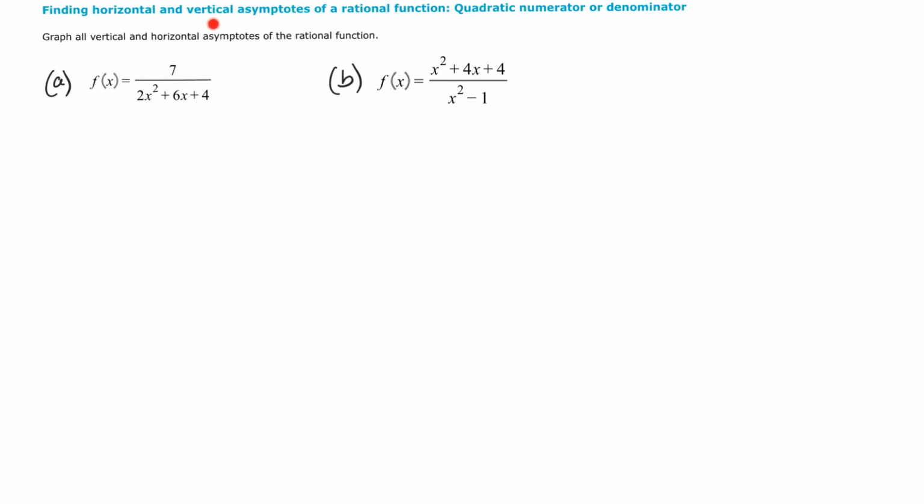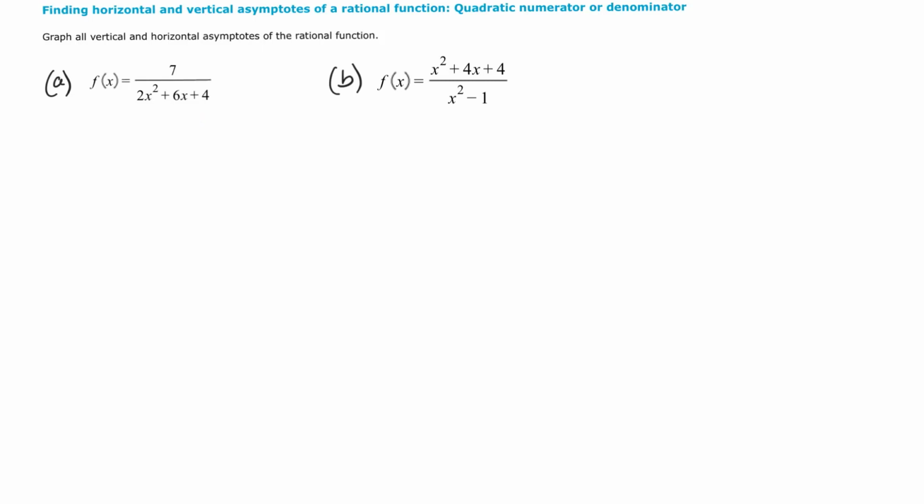Finding horizontal and vertical asymptotes of a rational function. In the cases below, we're going to talk about a rational function that either has a quadratic numerator or a quadratic denominator. It's actually easier to find the vertical asymptotes because it's related to analyzing the domain of the function. Let's get started.